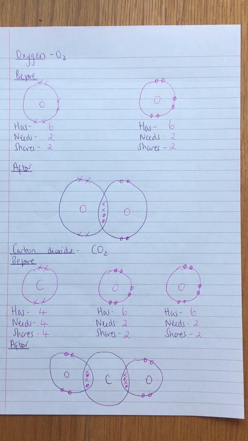Let's count them up just so you can see. So this oxygen wants 8. 1, 2, 3, 4, 5, 6, 7, 8. This oxygen wants 8. 1, 2, 3, 4, 5, 6, 7, 8. This carbon wants 8. 1, 2, 3, 4, 5, 6, 7, 8. Remember, whatever's in the overlap counts for both.